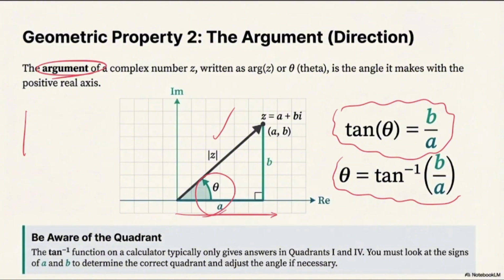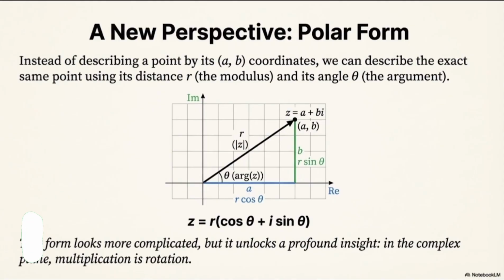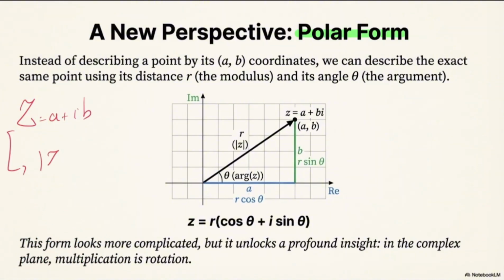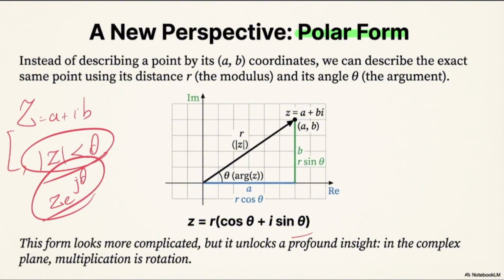By the way, you have to be very careful about the quadrants, because the tan inverse function on a calculator typically only gives you an answer in quadrant number 1 and quadrant number 4, right? Either positive or negative itself. But you have to look at the sign of a and b, determine the correct quadrant, and adjust the angle if necessary. So at the end of the day, we have something we call the polar form. It means that the normal complex form that we had, z equals a plus ib, can be written into another form that has the modulus and an angle. Sometimes they show it like this, and sometimes they show it like this.